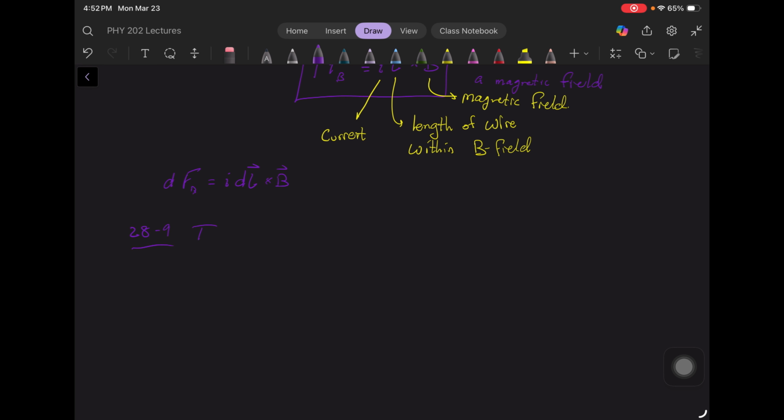And let's see if we can find the torque on a loop of current. I think the book says torque on a current loop, but, you know, same difference. All right, and so the idea here is going to be something very similar to how motors work.